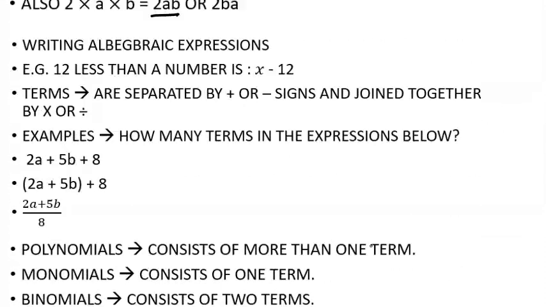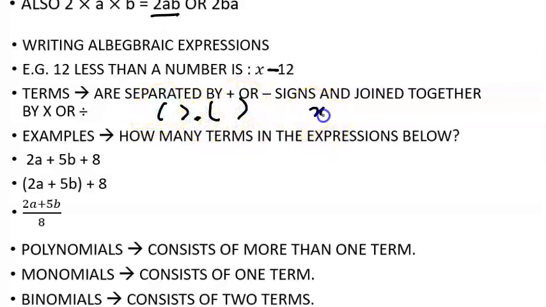Writing algebraic expressions. To write algebraic expressions, let's example, 12 less than a number is x minus 12. Terms are separated by plus or minus signs and are joined together by multiplication or division. At this stage, let me just tell you that brackets means multiplication.